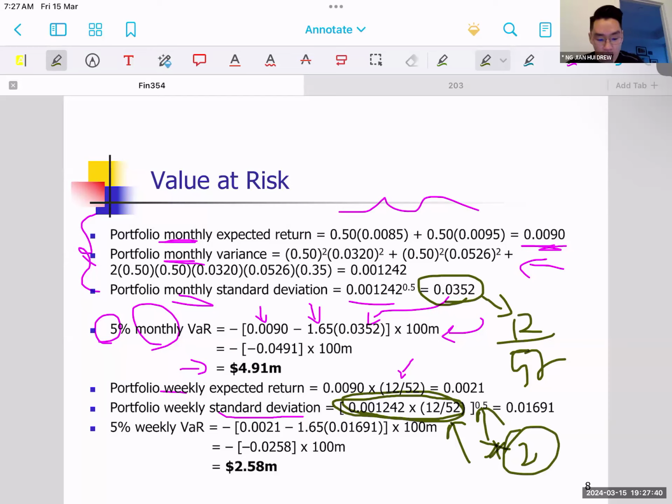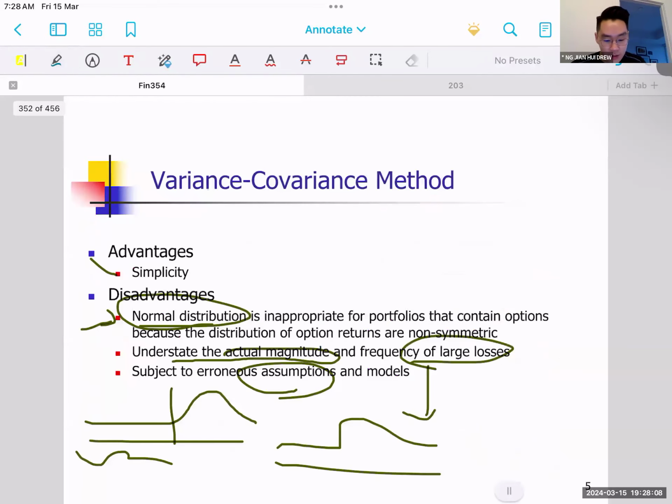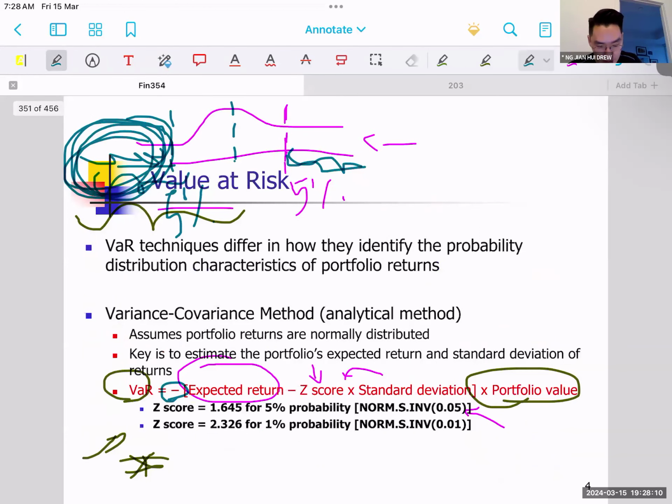Okay, yeah, sure. So I see a question that's directed to me. So the question is, how do we get this 1.65 here? So how we get this is we need to go to the Excel and we use the NORM.S.INV, right? Let me just flip over to show you. So we need to use this formula here to give you the 1.64.